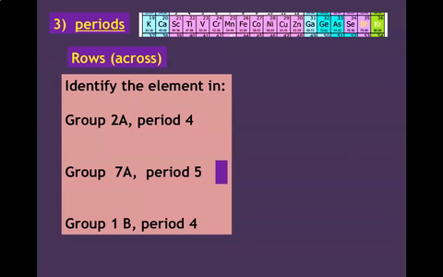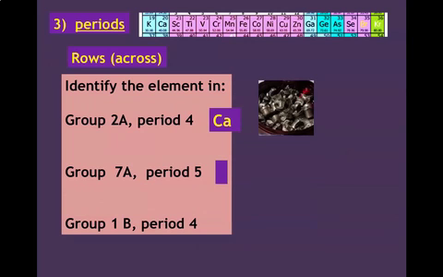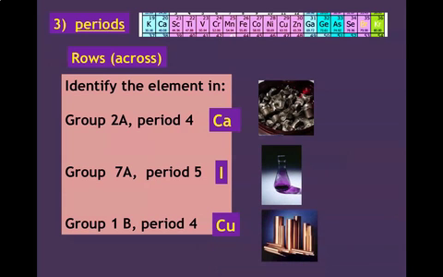So if we need to identify the element in group 2A, period 4, that's calcium. 7A, period 5 would be iodine. And this is going to be easier if you have your periodic table out in front of you. And then group 1B, which is the short little columns in period 4, that would be copper.